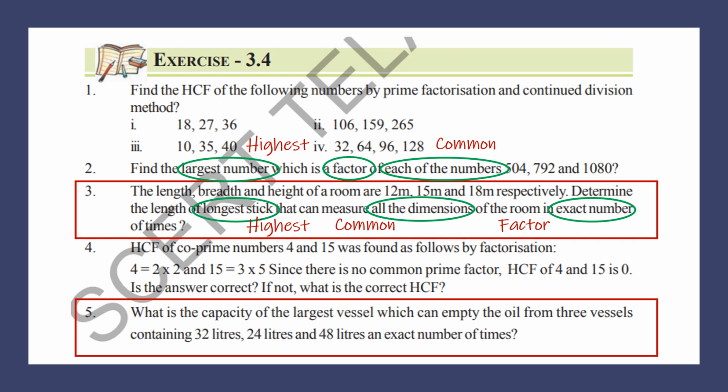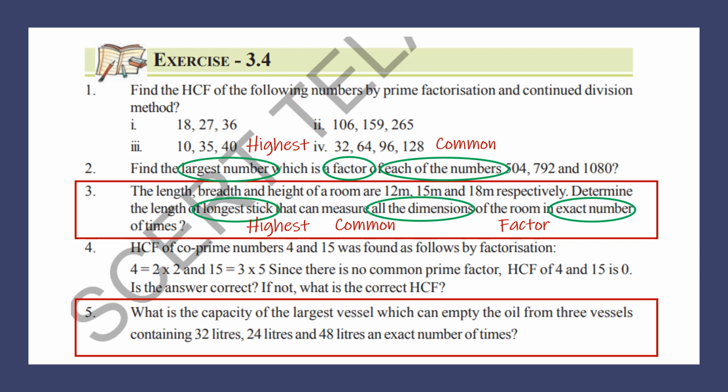So we have got 3 vessels, and how much oil does each of the vessels hold? 32 liters, 24 liters and 48 liters. And what do we have to do? We have to find another vessel with which we can empty the oil. So the 3 vessels are filled with oil, and we have to find another vessel with which we can take out the oil. We can empty the oil.